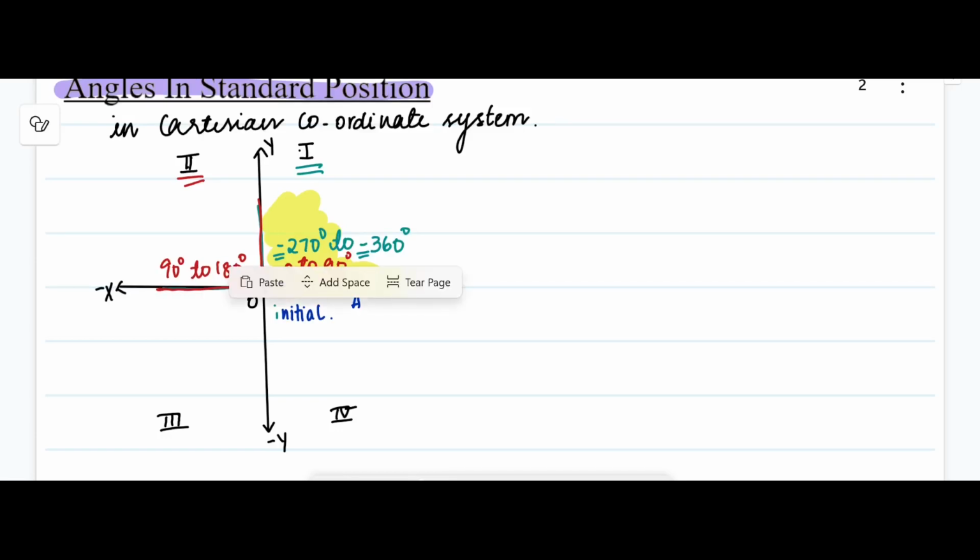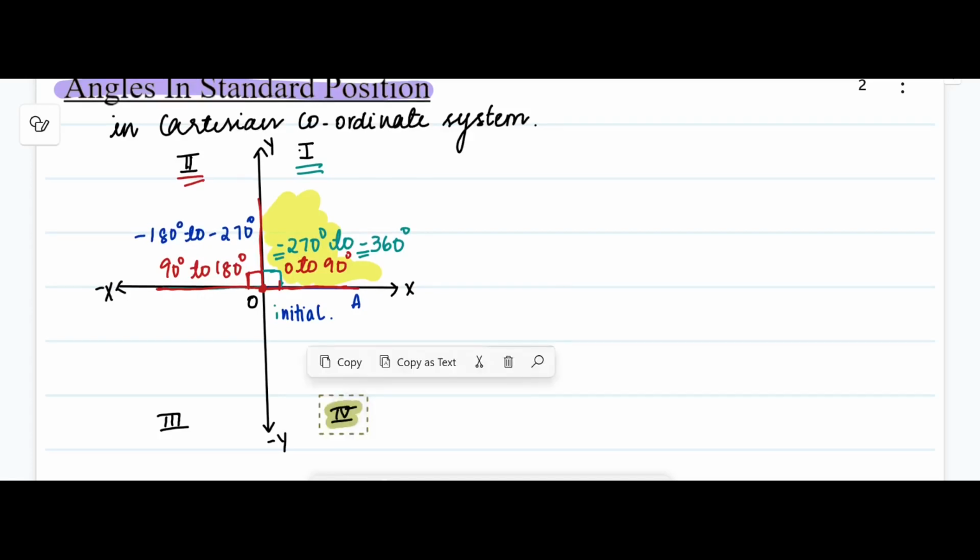When it is rotating in a clockwise direction, from here to here it will be minus 90 degrees. From minus 90 degrees it is forming a straight line with its initial position, that is OA. So it will be minus 180 degrees. Minus 180 degrees to minus 270 degrees. When the angle falls anywhere from minus 180 degrees to minus 270 degrees, it is said to be in the second quadrant.